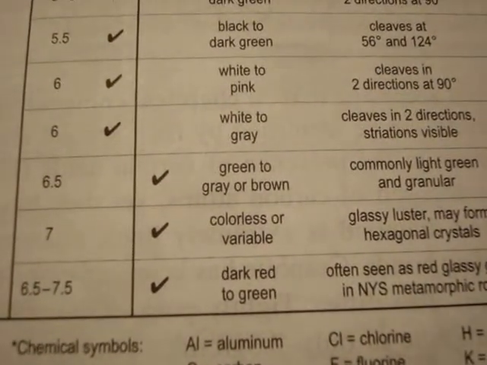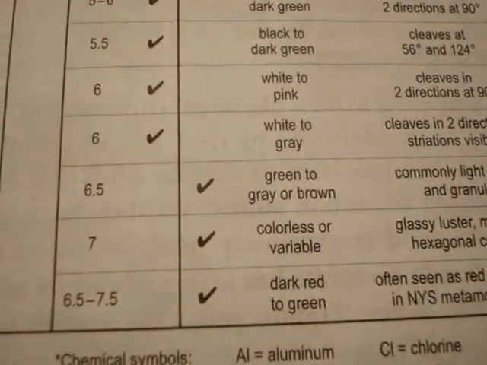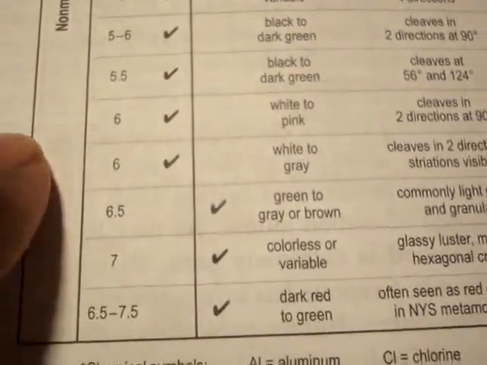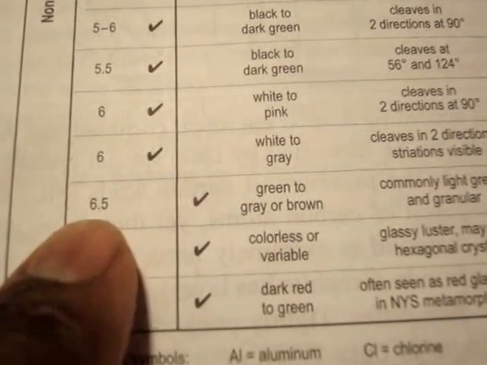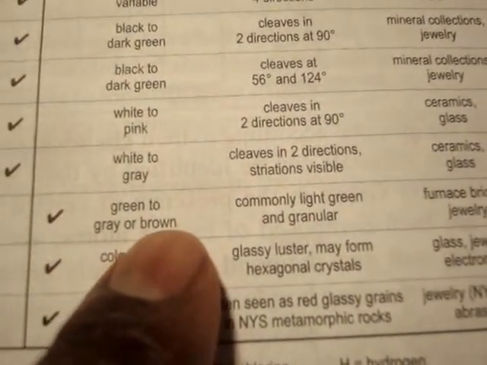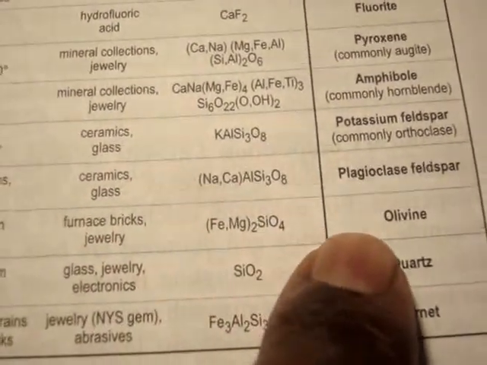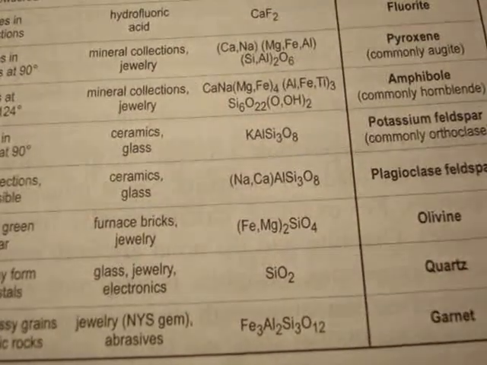The streak color is kind of hard to see, but it's kind of greenish, brownish or greenish. Now when you look at your reference table, you have choices where it says green to gray or brown. Now you pretty much look at the other characteristics. So you see it's non-metallic, has a hardness of 6.5, it's fractured. It's green, the streak is green to gray or brown, commonly light green and granular. Looking across, basically what you have here is olivine. So the mineral that we have here is olivine.